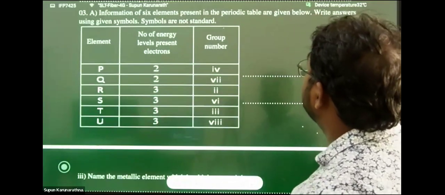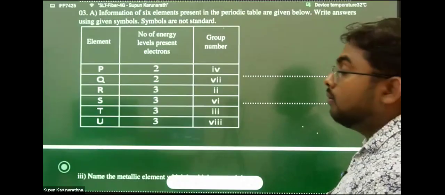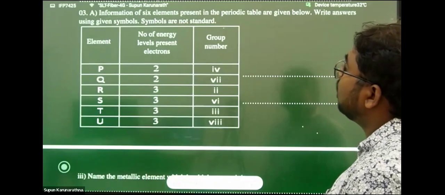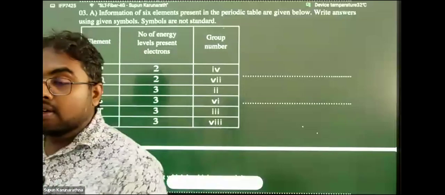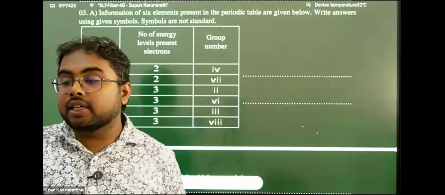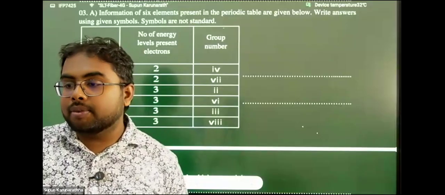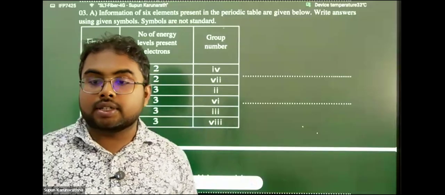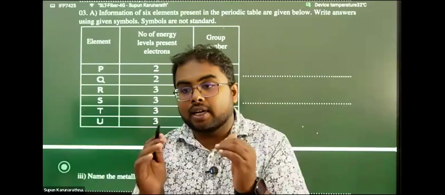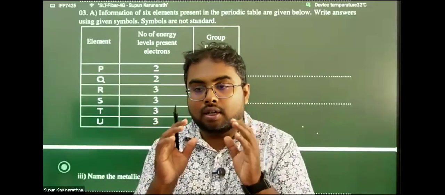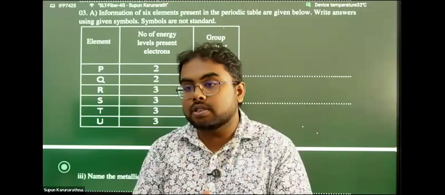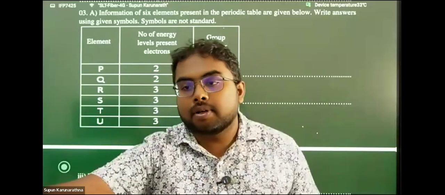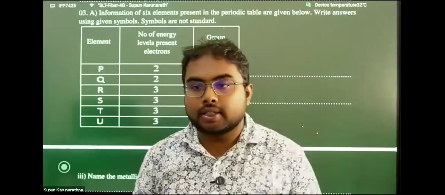Information of 6 elements present in the periodic table are given below. Write the answers using given symbols. Symbols are not standard. This is the type of question provided in your exam. The question is coming from the periodic table unit, but they have not given the correct symbol. They give an unknown symbol, and using that symbol you want to provide the answers.